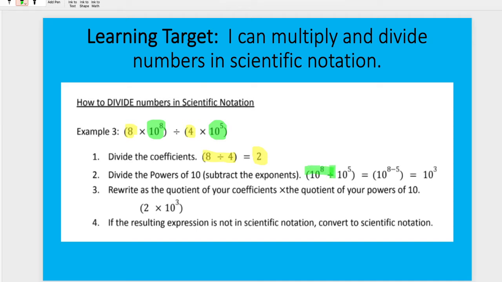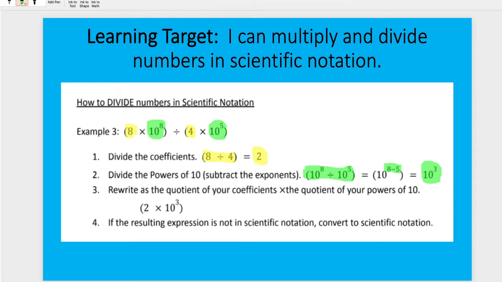A couple weeks ago, you learned about the quotient of powers property. In the quotient of powers property, when you are dividing and the bases are the same number, you can subtract the exponents. So in this example, I'm going to subtract the 8 minus the 5, which results in an exponent of 3. So my quotient would be 10 to the 3rd power.